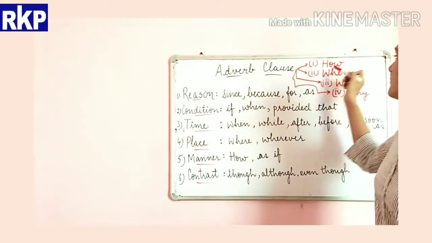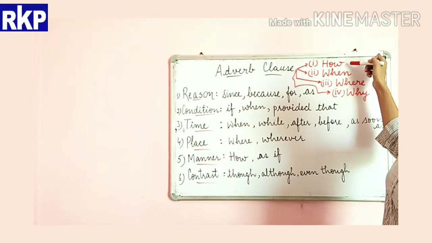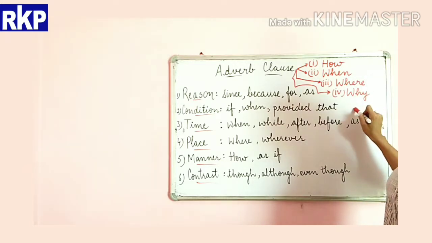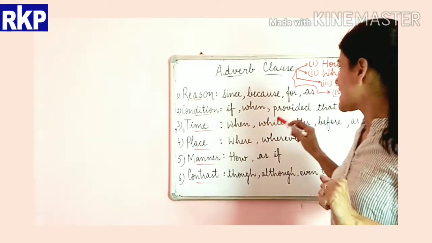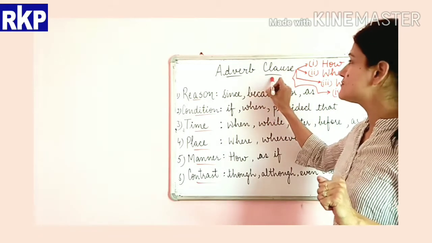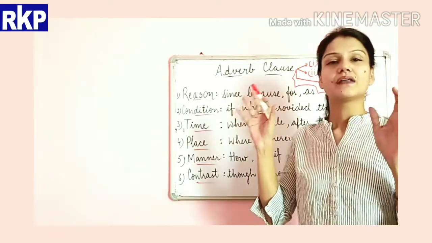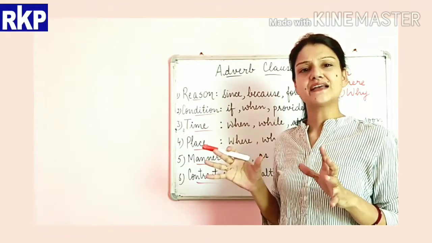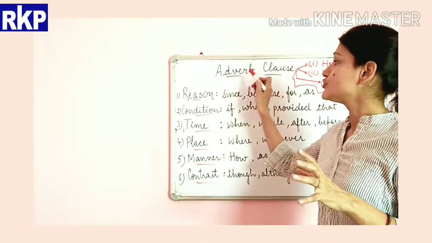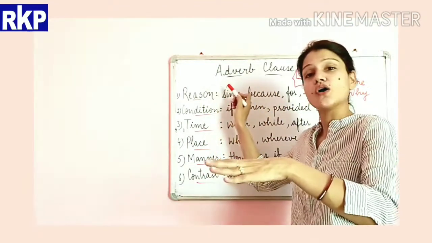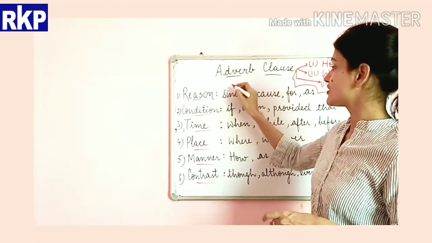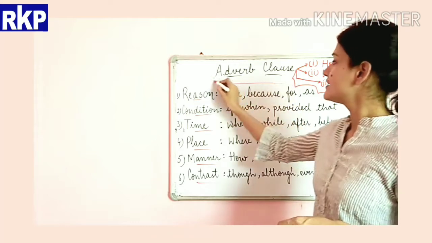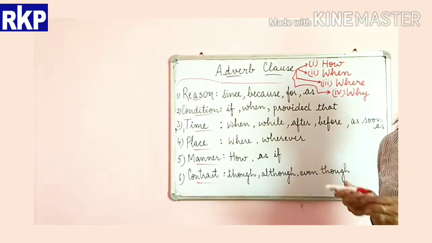And adverb clauses always answer these four questions: how, when, where and why. And whenever adverb clauses are in sentences, they are joined with the main clause using subordinating conjunctions. All these are subordinating conjunctions, okay?